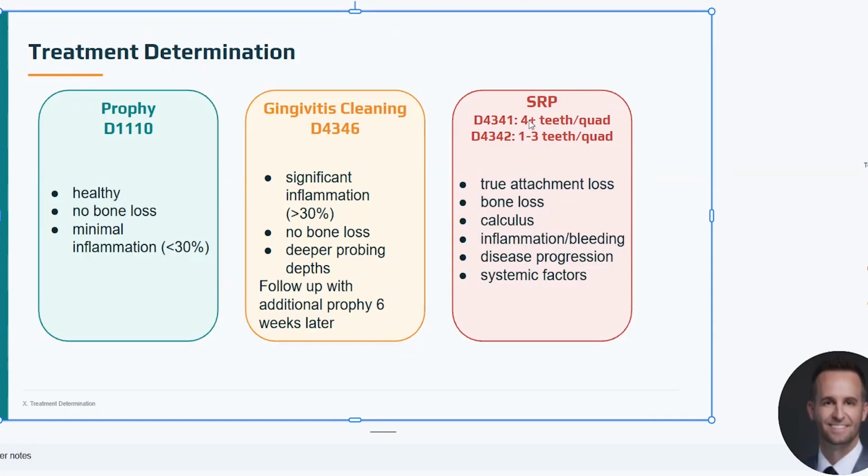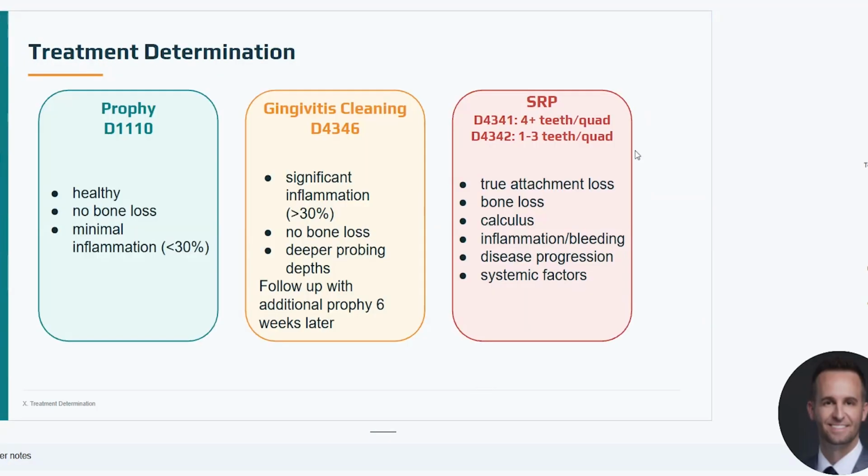Are there at least 4 teeth in that quadrant involved? If so, it's just a full mouth SRP at the highest SRP rate, which is the 4341. If it's really only just a couple molars in each quadrant, I don't think it's a full-on SRP with every single tooth involved, then what we can do is a 4342, where we're just billing out 1 to 3 teeth per quad and doing that.